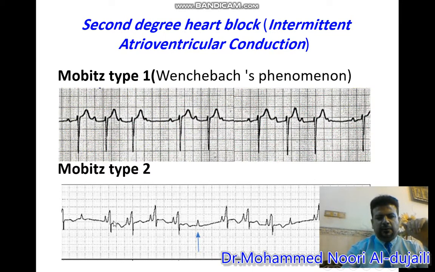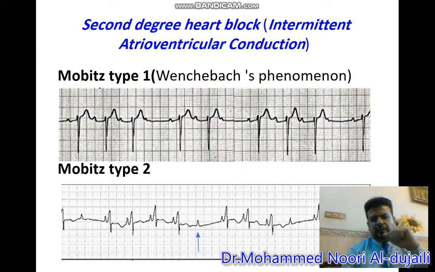While Mobitz type 2 is characterized by a fixed PR interval with a dropped beat, not progressive. Fixed PR with a dropped beat usually indicates extensive damage lower than the AV node, and this is a malignant type, and it is a manifestation of ischemic heart disease, and usually causes symptoms. So symptomatic or asymptomatic, it needs treatment by pacemaker because it indicates extensive damage of the Purkinje system below the AV node.